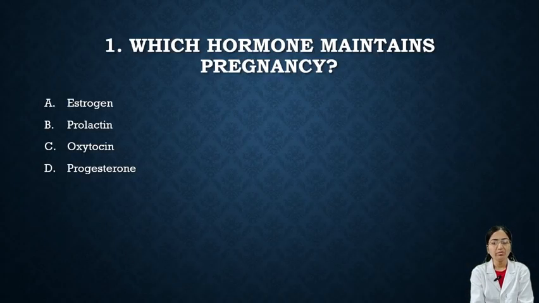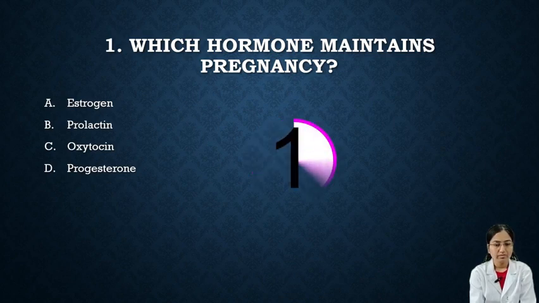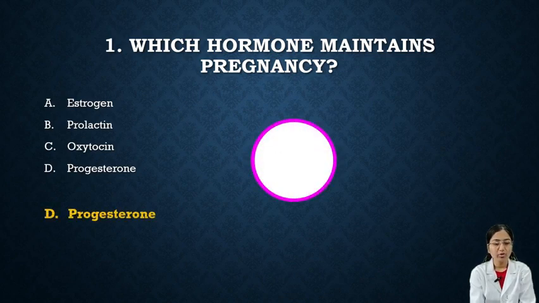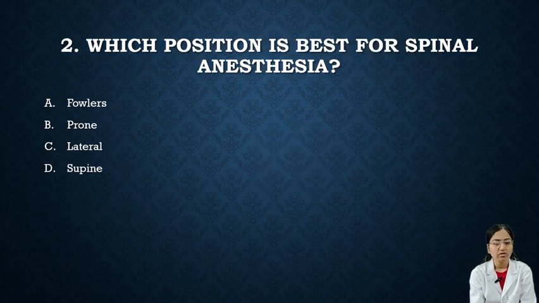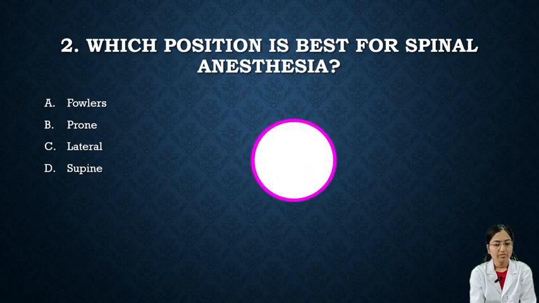We'll see the first question. Which hormone maintains pregnancy? These are the options here. Right option is D, progesterone. We'll move to the next one. Which position is best for spinal anesthesia? Options are here. Right option is C, that is lateral position.